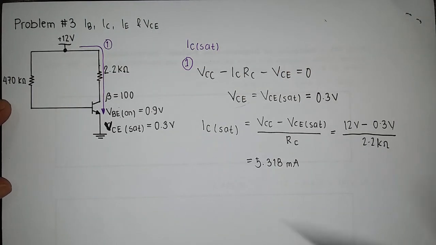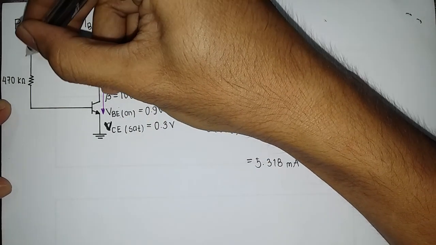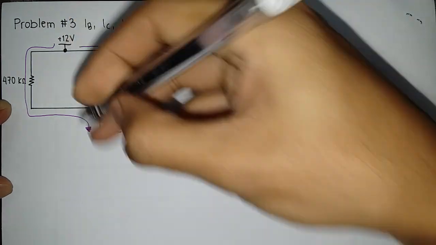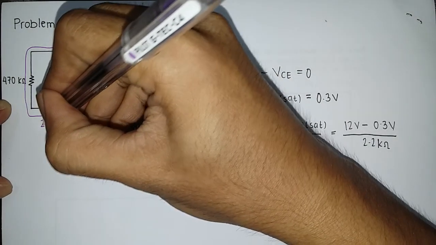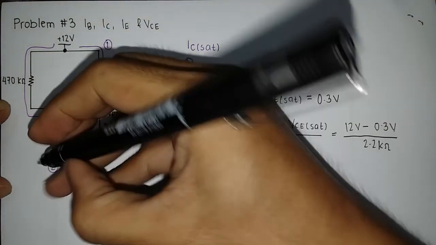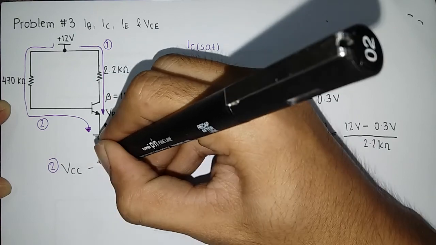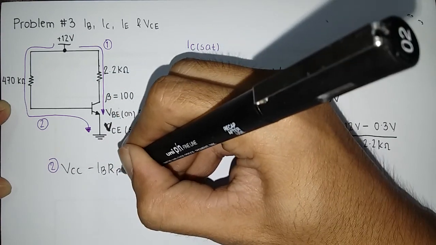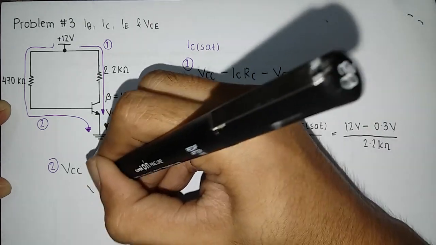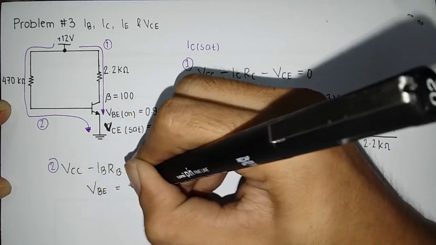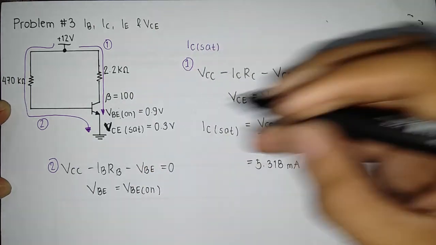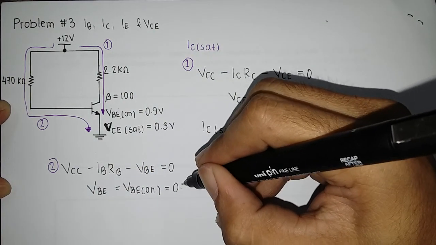Okay, so to get IB, okay, maglulup ulit tayo sa input side para makuha natin input parameter, which is IB. So, tatawagin natin siyang loop number 2 by KVL, and loop number 2 is VCC minus IBRB minus VBE, that is equal to 0. And VBE is equal to the VBE on, okay, a primary constant na this time meron siyang given na 0.9 volts.